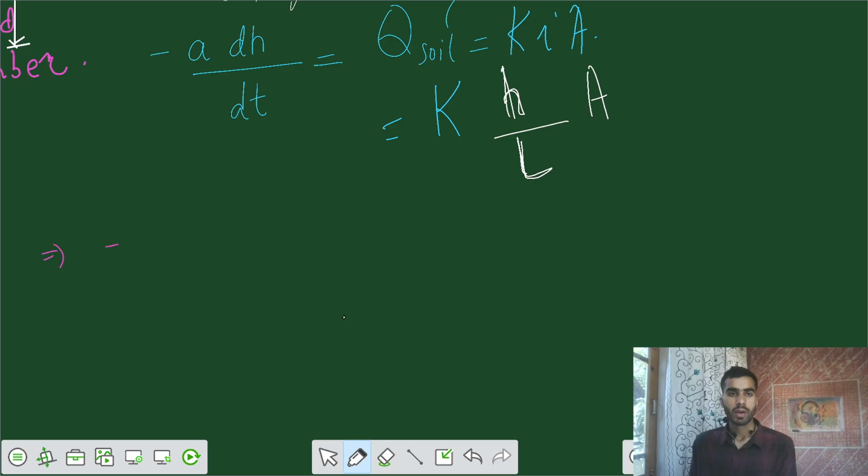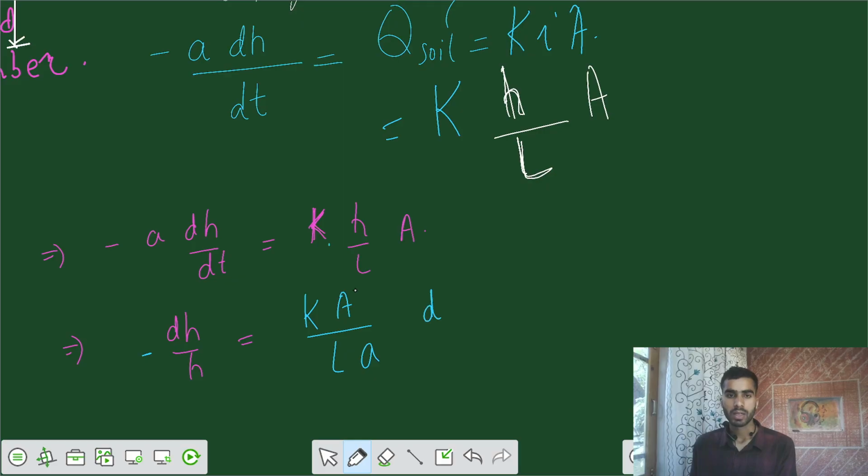So that means we are going to write minus a dh by dt equals your final value of k h by L into A. So I can simplify the equation. Let's keep dh by h on one side, and all the other constant values on the other side. We have the value of K, the value of A, the value of L, one more part that's small a, the negative sign, and one more thing, that is your small dt.